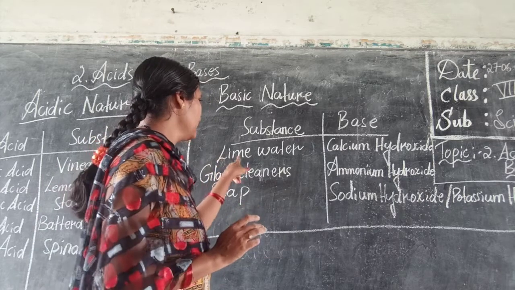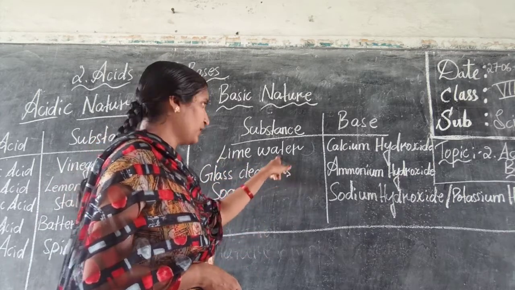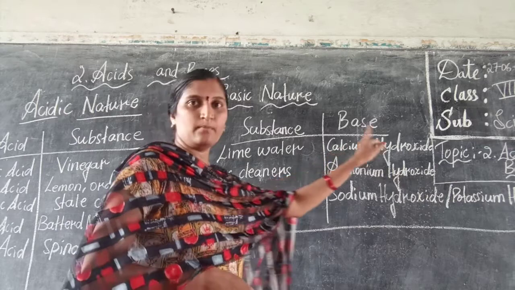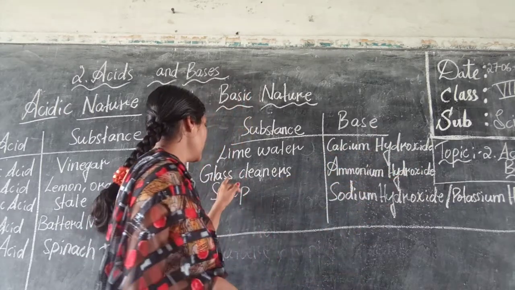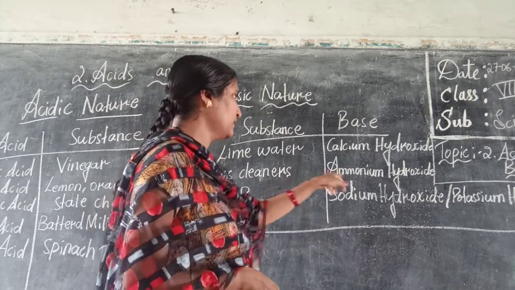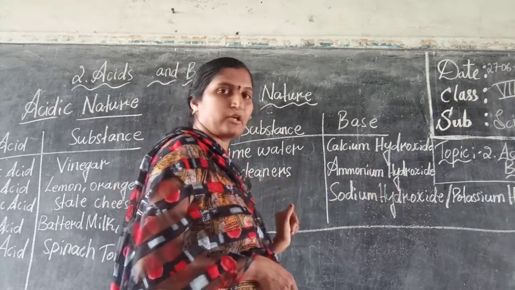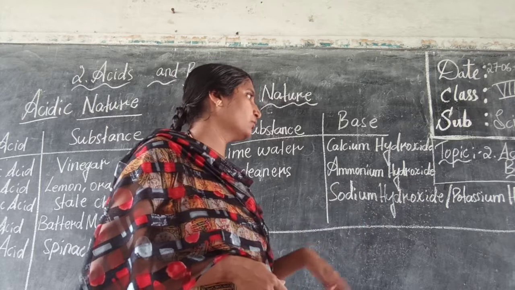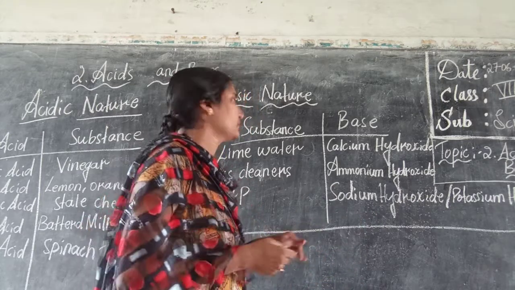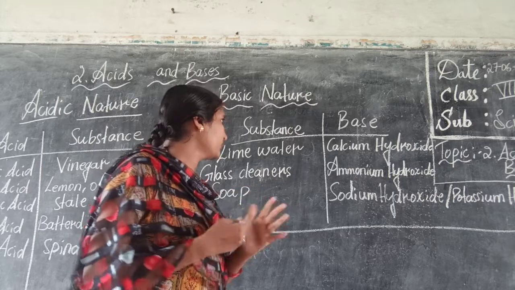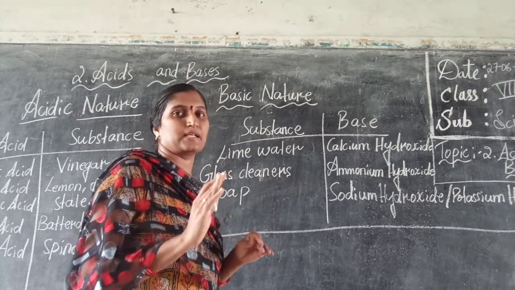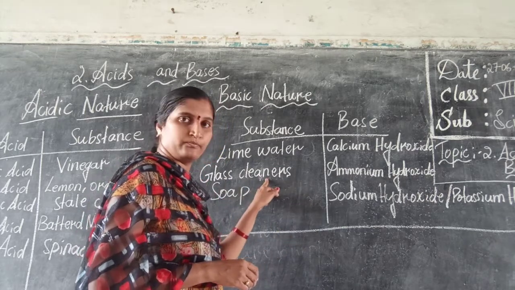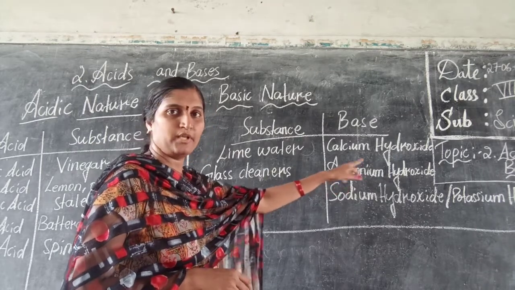Among basic substances, the first one is lime water, for which the base used is calcium hydroxide. Next is glass cleaners, which use ammonium hydroxide as the base. And next is soap, which is made of sodium hydroxide or potassium hydroxide. So the substances which are soapy in nature are basic in nature, and glass cleaners are also made of ammonium hydroxide.